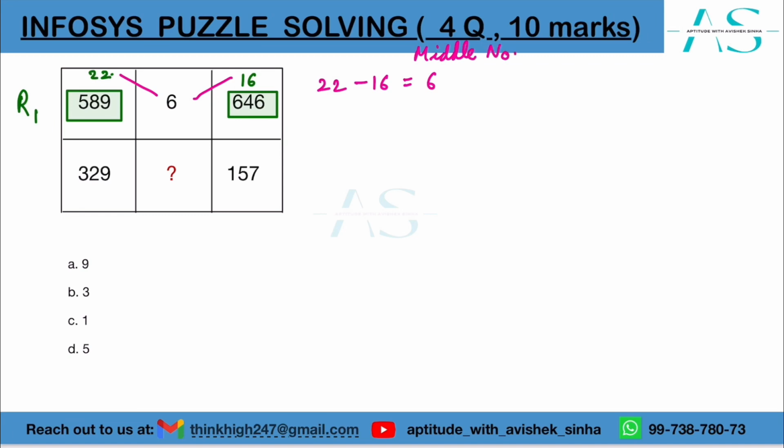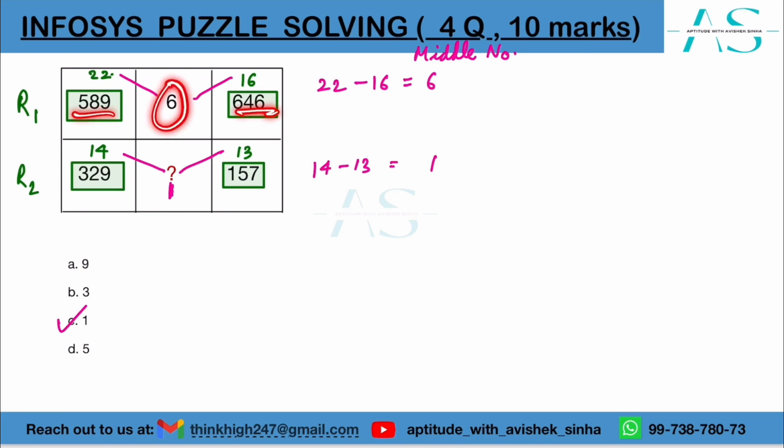Yes or no? Let's move to row 2. What do we have here? 3 plus 2, 5, 5 plus 9 is 14. 7 plus 6 is 13. How much is the difference? The difference seems to be 1. That is 14 minus 13. It's 1, option C. Keep the logic in mind. If it's a 3-digit number and a single digit number, this could be one of the cases. Alright, moving forward.